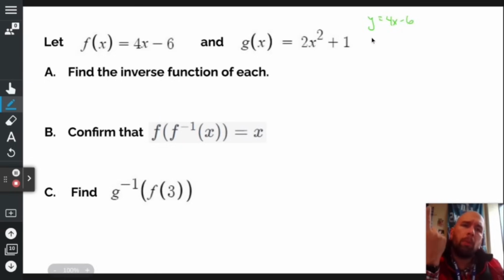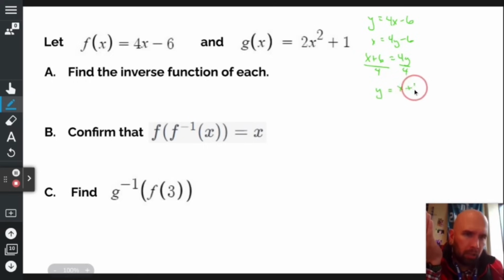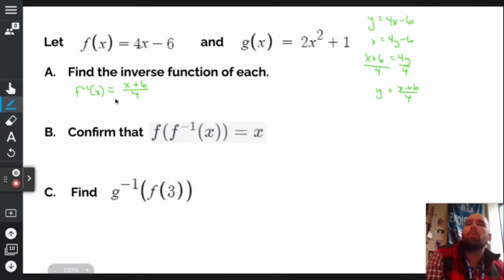Okay, step number 1, change the x and the y, swap them. Solve for the new y. Add 6 to both sides. Okay, divide everything by 4. Y is going to equal x plus 6 over 4. But the last thing we need to do is don't make it y, make it f inverse of x equals x plus 6 over 4. Okay, f inverse, bada bing.